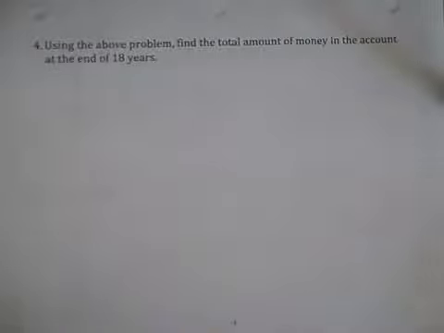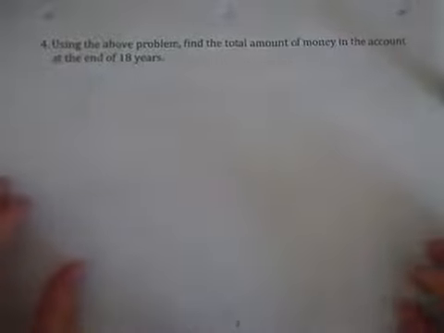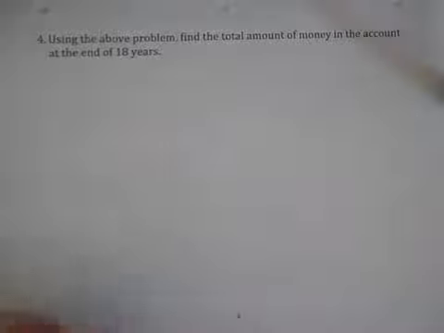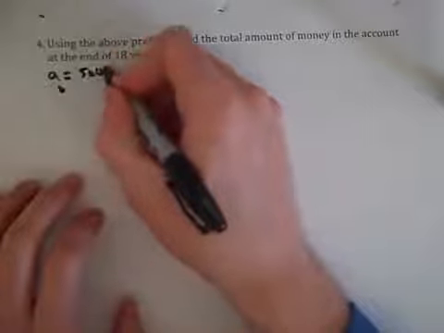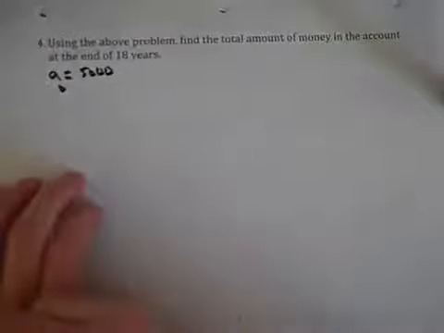Okay, let's get to number 4. This number 4 is going to be sort of hard, so we need to really get going here. So let's see. Using the above problem, that's problem number 3, find the total money in the account at the end of 18 years. Okay, we know that there's $5,000 in the account initially.